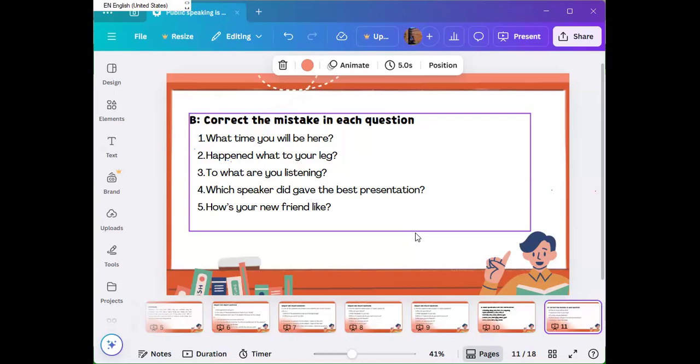Correct the mistake in each question. What will be the correct question for number 1? What time will you be here? Yes, very good.